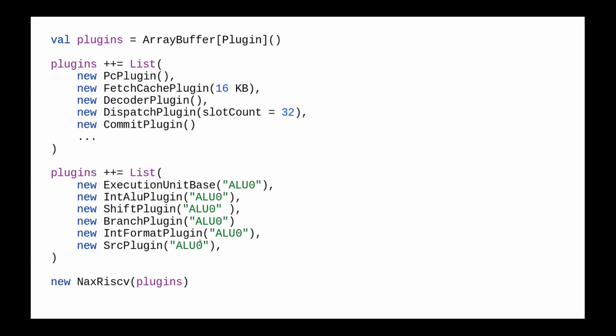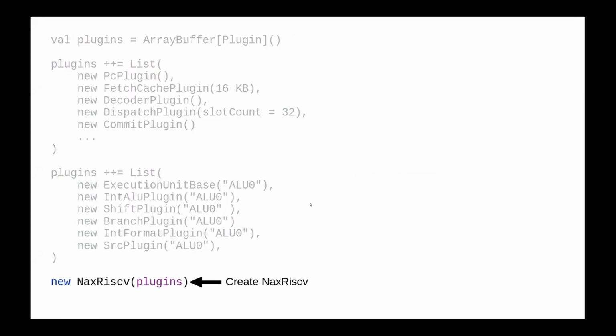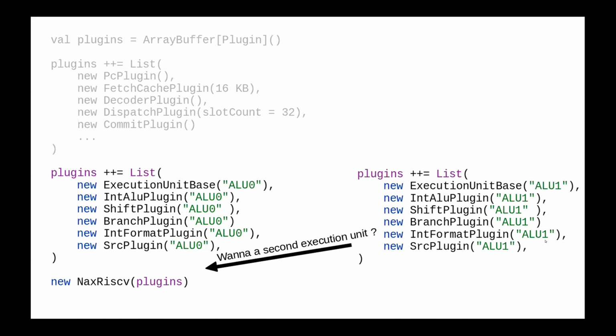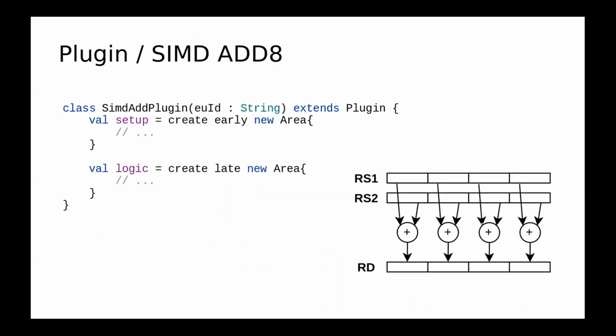And for instance, if you want to add a second execution unit, you just add another set of plugins which will work on another execution unit base, and you can really compose your CPU top level in that way. And so, as a demonstration of how it works, I will show you how you can implement a custom instruction plugin, which will do a single instruction multiple data add.